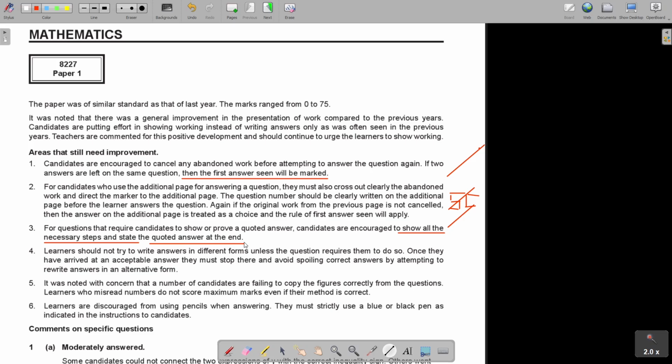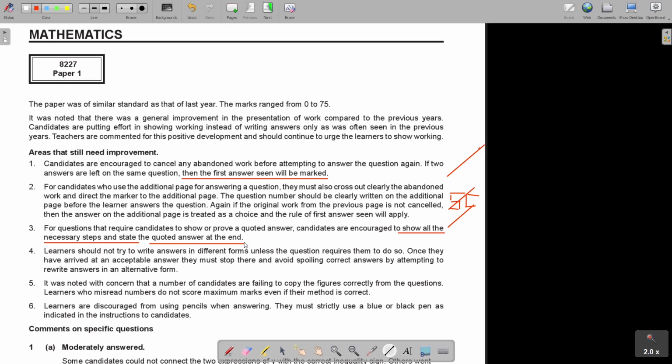If it's in column format, keep to column format. If it's in the base vectors, keep to base vectors. Don't go and change it at the end. You will lose marks. Okay. It was noted with concern that a number of candidates are failing to copy the figures correctly from the question. Just the number. So please, learners who misread numbers do not score maximum marks even if their method is correct. So take that 2 seconds and just make sure that you copy it correctly.